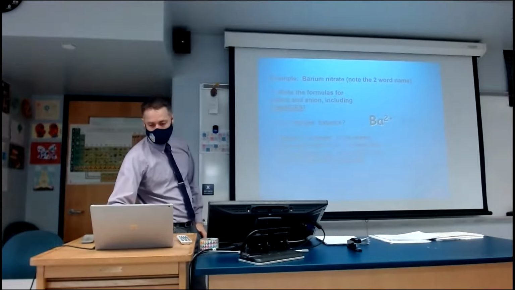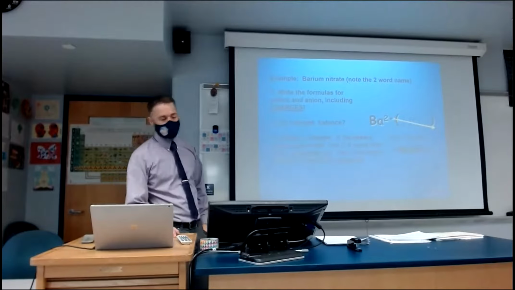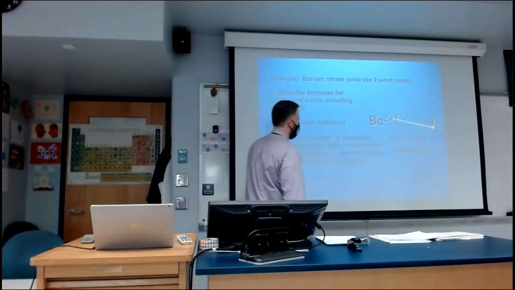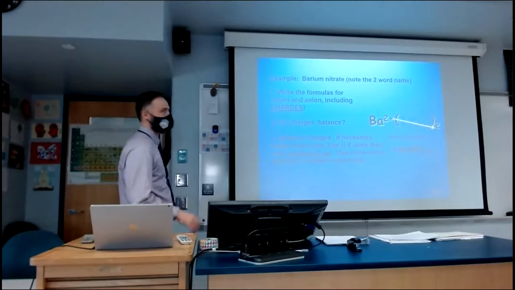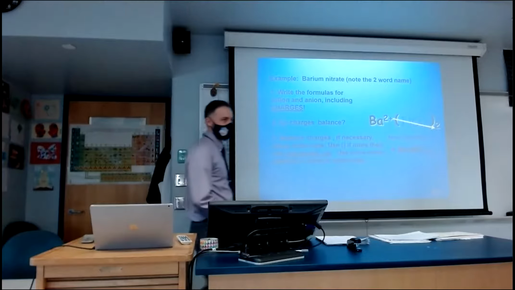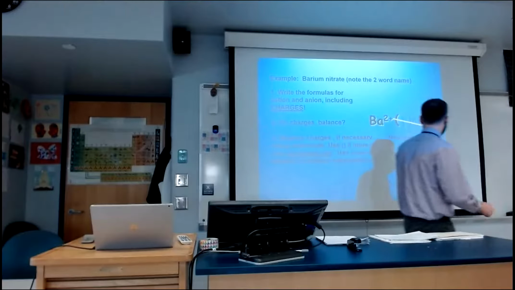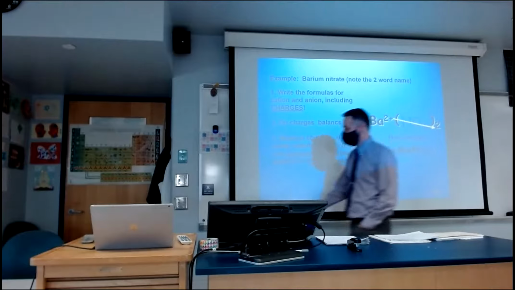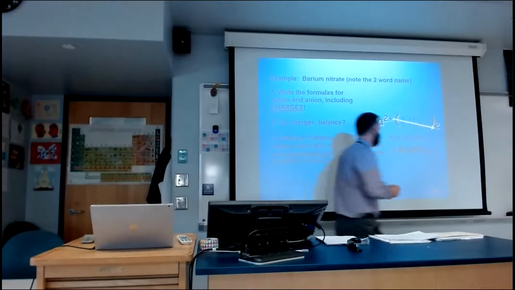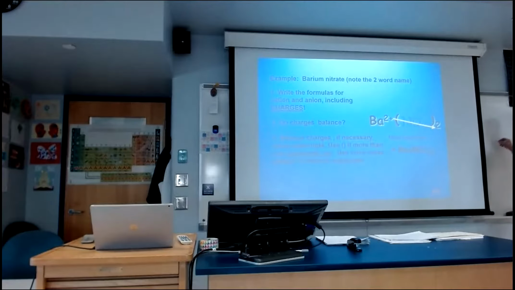So if the charges don't balance, you can do the crisscross method, and you bring the 2 down here. Now, this is an important thing. The blue background. This projector used to be more bright, I swear. So one thing about polyatomic ions, when you need more than one of them, you have to put them in parentheses, because if I were to just write barium nitrate like this, just put the 2 there, that just means I have 32 oxygen.